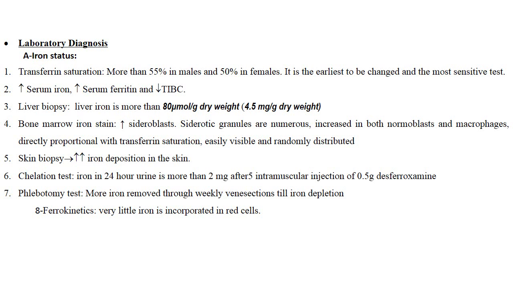Iron stain of bone marrow will demonstrate an increase of the percent of sideroblasts, an increase of iron in both macrophages and sideroblasts, and random distribution of hemosiderin granules in the cytoplasm of sideroblasts. Desferal test, which is an obsolete test, will demonstrate more than 2 mg iron in 24 hours urine. Phlebotomy test, which is also an obsolete test, will demonstrate excessive venesections required till iron depletion occurs. For more understanding of these tests, please refer to the lecture of iron investigations.